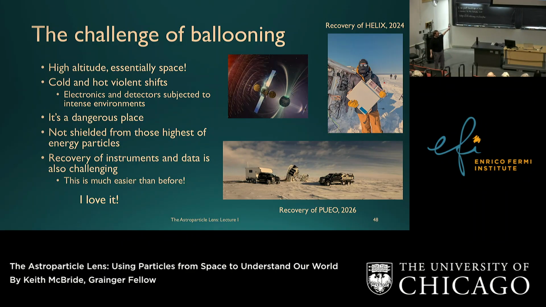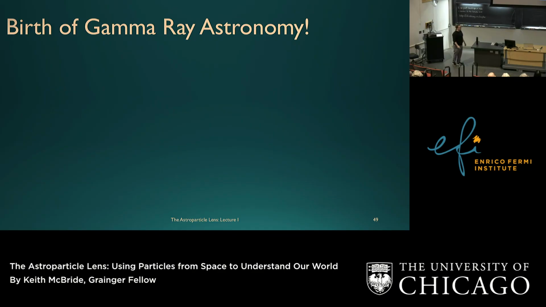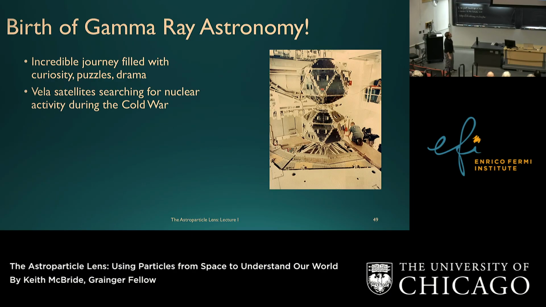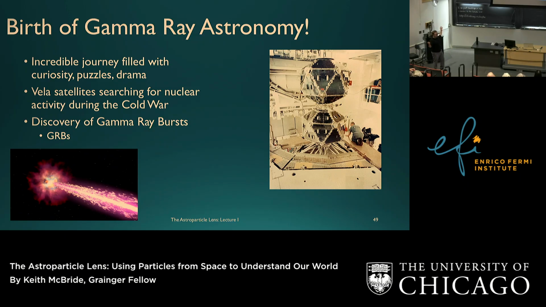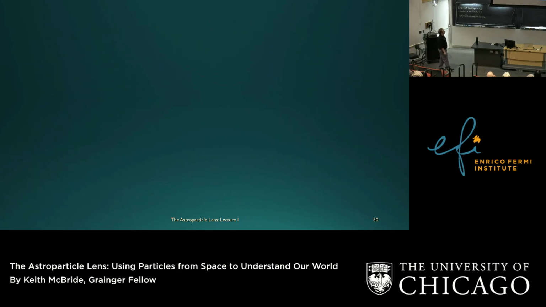This is also something I love, is the ballooning in the high energy universe, right? This also birthed gamma ray astronomy. And that was also an incredible journey that was filled with puzzles, drama, a bunch of curious things. One of the most interesting things that I could find was the Vela satellites that were launched, a top secret mission to try to figure out during the Cold War who was actually building nuclear weapons, and where, right? And this was what led to the discovery of gamma ray bursts in the sky. So that was the main driver for the birth of gamma ray astronomy, that these gamma rays are coming from the sky, right? And this was also a story of new detectors, new mysteries, new discoveries, such as the Vela satellite.